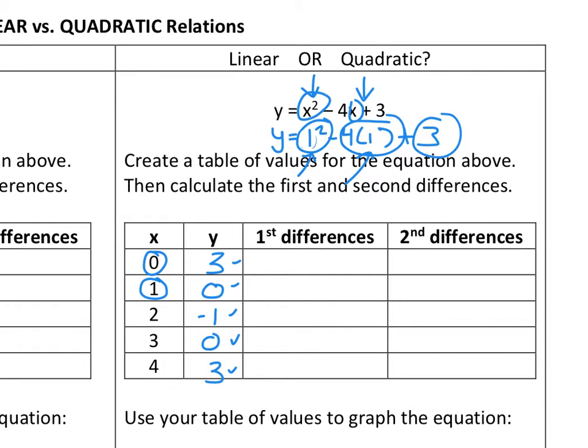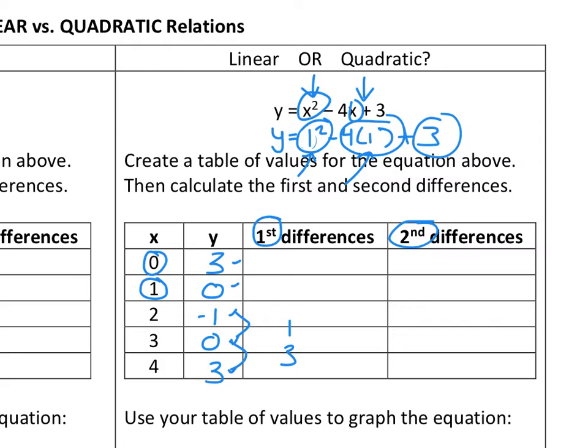Where are they going to be constant? The first time I subtract or the second time I subtract? That's right, from the first lesson I told you it's the second time that we subtract. So let's prove that true. 3 minus 0, 3. 0 minus -1, 1.